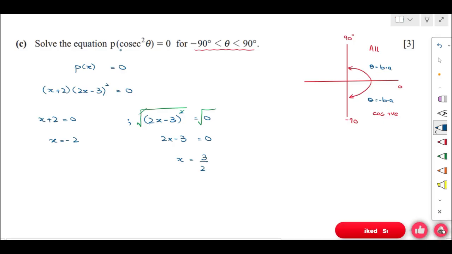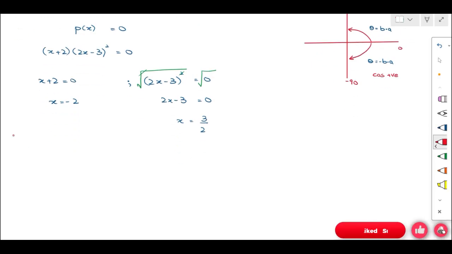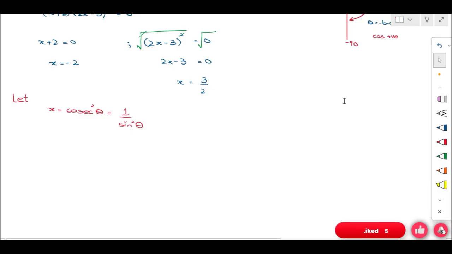Now your x is replaced with cosecant square theta. So here we need to let x be equal to cosecant square theta, or 1 over sine square theta. Cosecant is the reciprocal of sine, right? Now replace everything. Your x is 1 over sine square theta, which is negative 2, or your x is 1 over sine square theta, which is equal to 3 by 2.